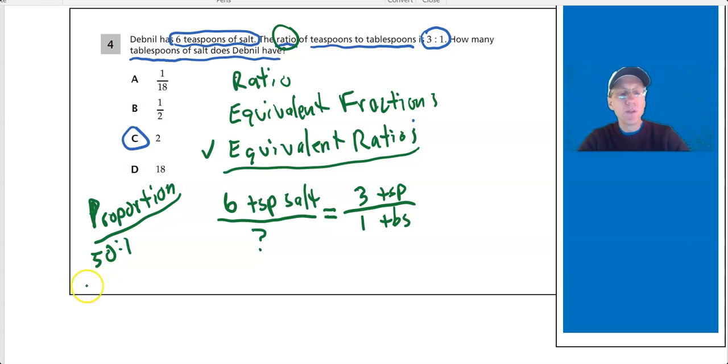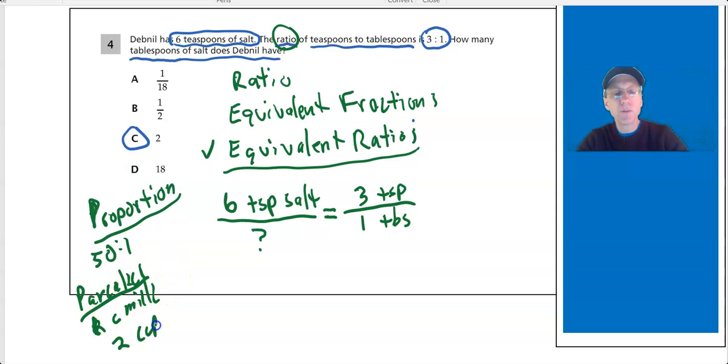Or if you're baking and you're making pancakes, the proportion is maybe 1 cup of milk for every 2 cups of flour. If you follow that proportion, you can make 1 batch or 2 batches or 10 batches, as long as in every batch of pancakes you have that 1 cup of milk to 2 cups of flour.